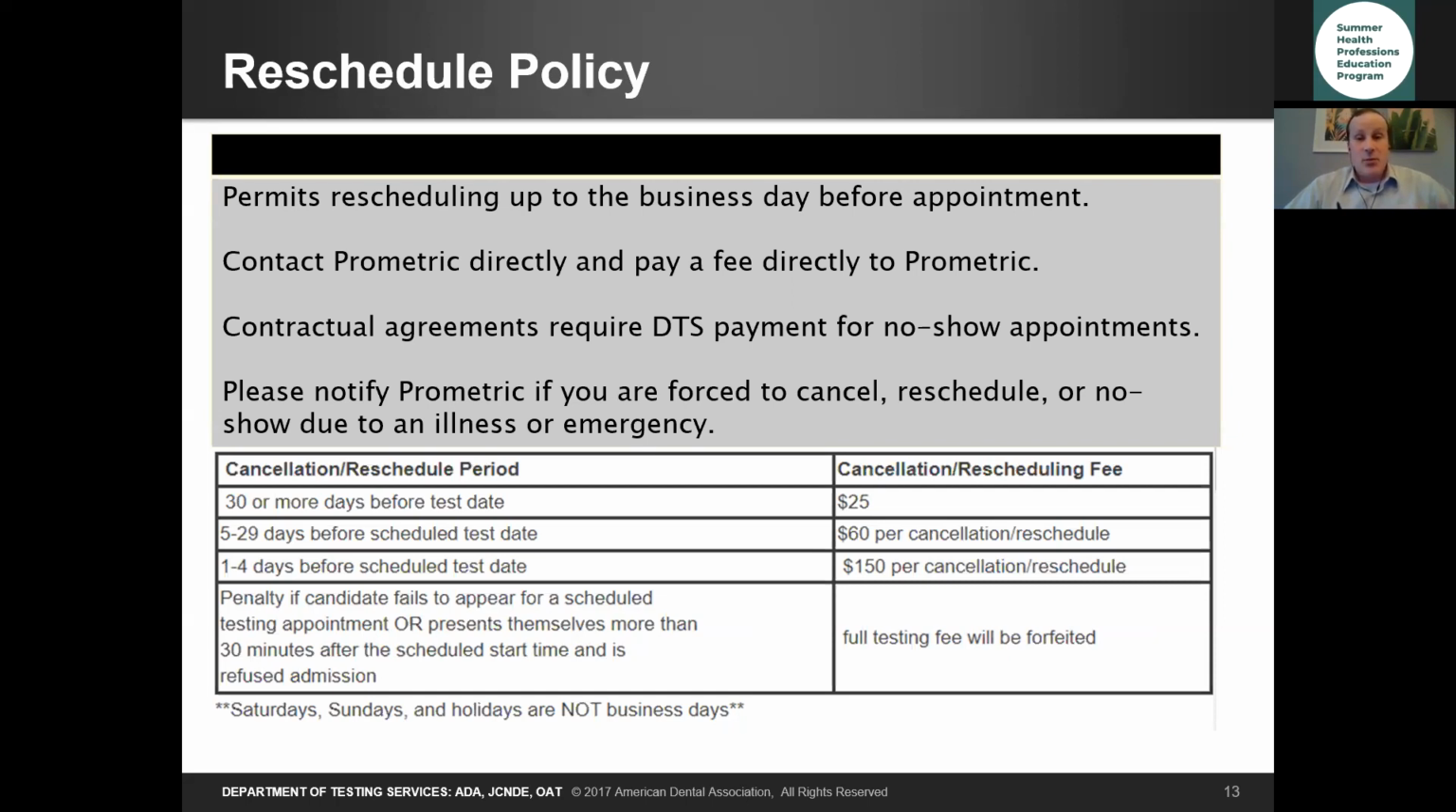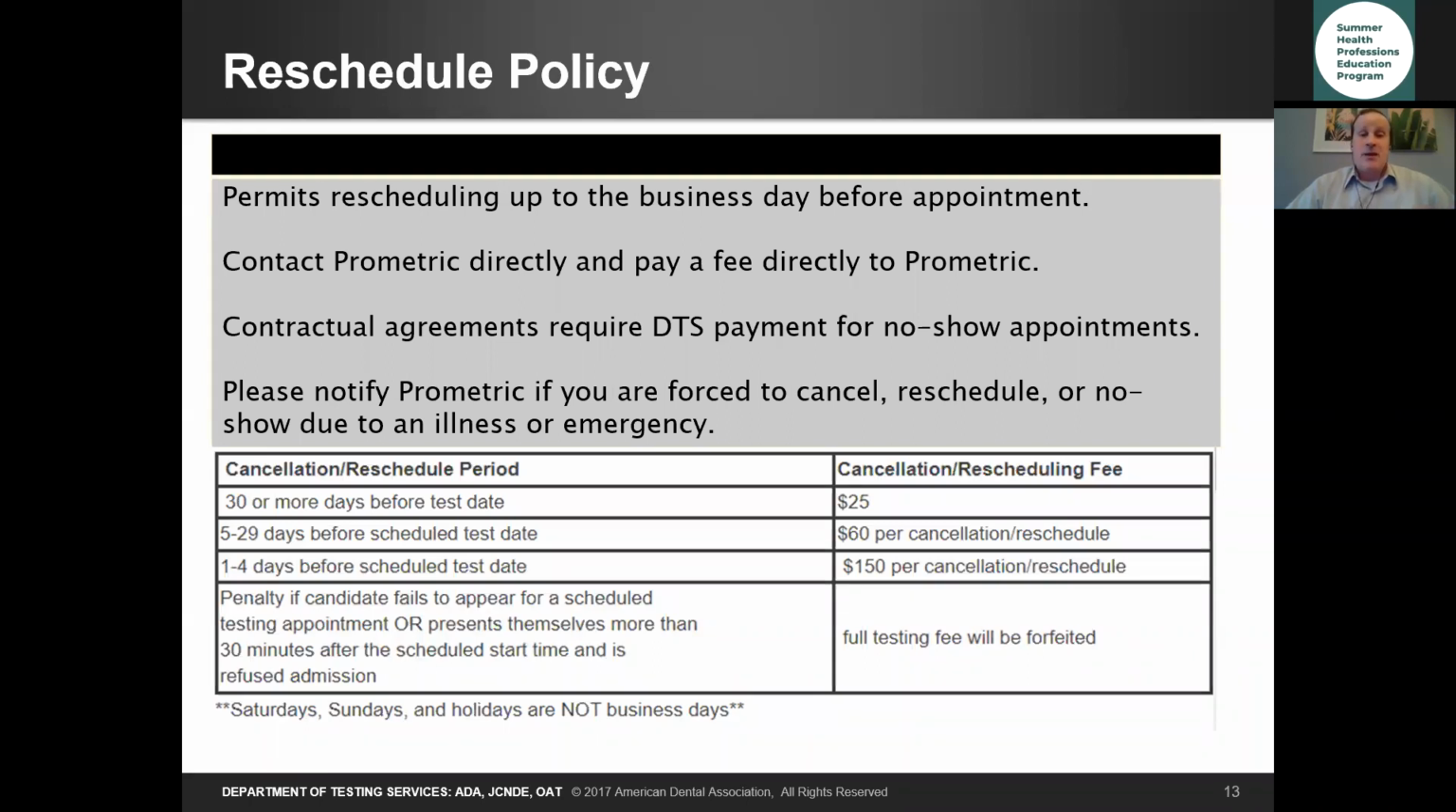If you have an appointment scheduled and you don't show up at all, the fees that you paid for that test are forfeit, because we have to pay Prometric for the test whether you took it or not, because you were scheduled to do so. And obviously they couldn't test anyone else in your place. If that happens, you will be required to submit a new OAT application and pay the full fee, the full $500 over again. So again, make sure that you have a plan in place that isn't going to lead to that happening.